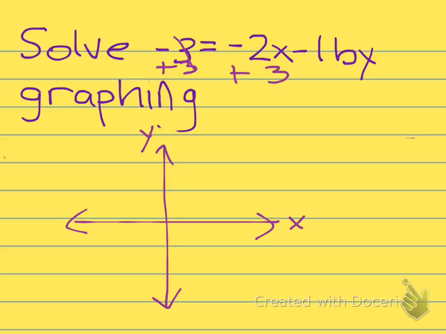So (0, 2) is going to be up 2 spots, and then (1, 0) is going to be here. So that would be my other point, and then I would draw my line through those 2 points.